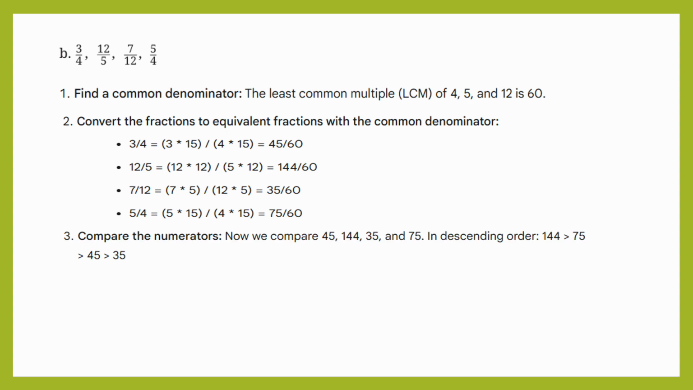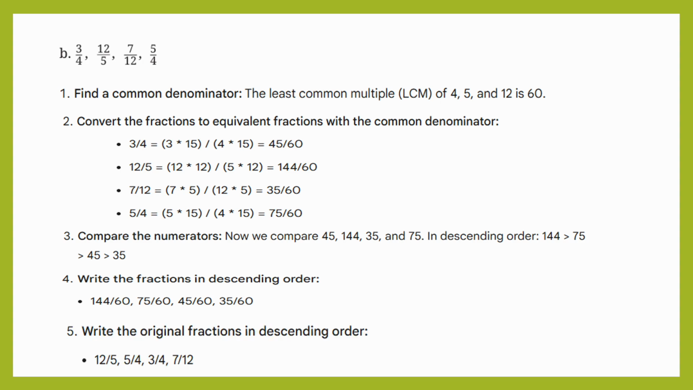Compare the numerators. Now we compare 45, 144, 35 and 75. In descending order, 144 is greater than 75, greater than 45, greater than 35. So write the fractions in descending order. 144 by 60, 75 by 60, 45 by 60, 35 by 60. Write the original fractions in descending order. 12 by 5, 5 by 4, 3 by 4, 7 by 12.